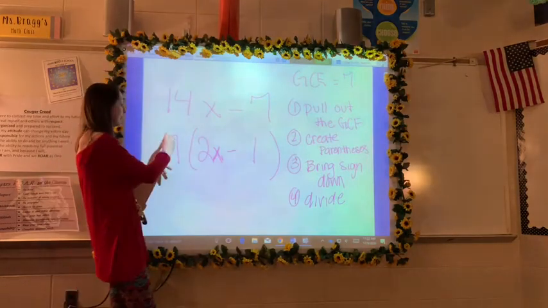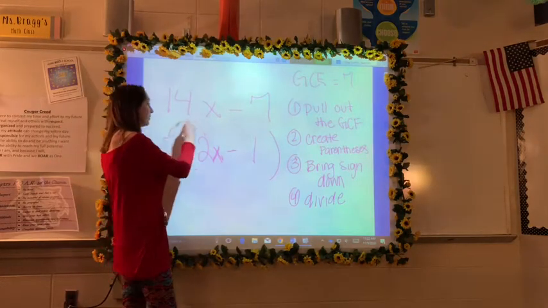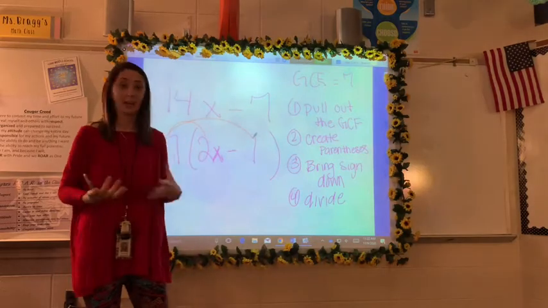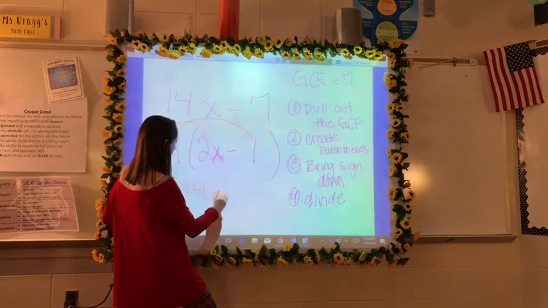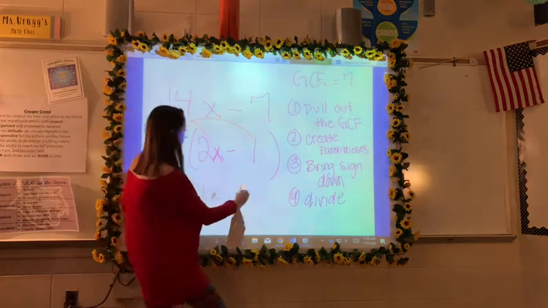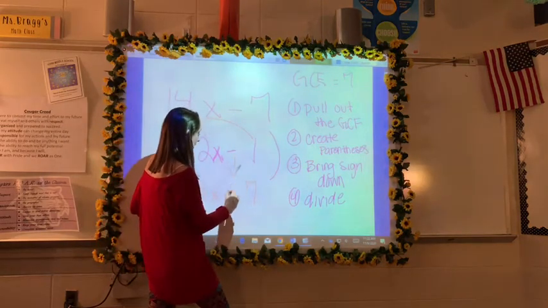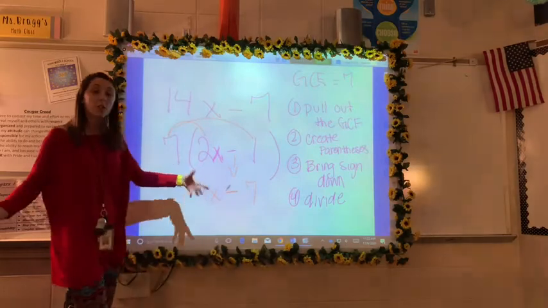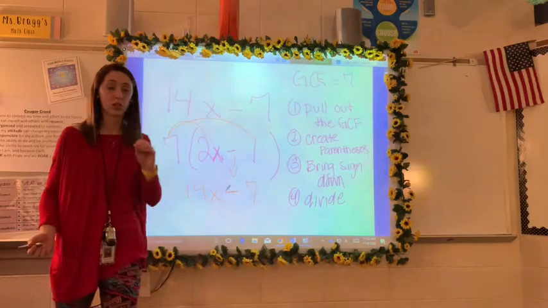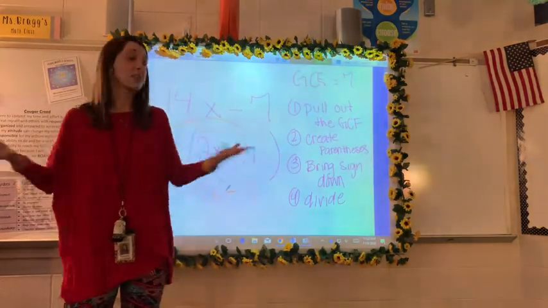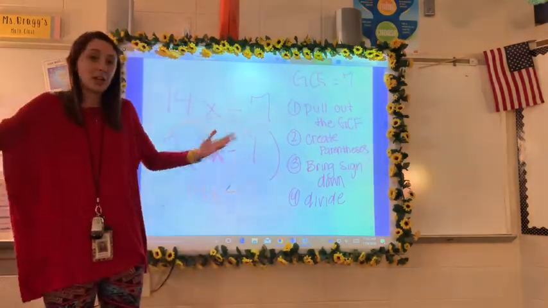So remember, we take that number on the outside and distribute it evenly to everything on the inside. So 7 times 2x would give me that 14x, and 7 times 1 would give me the 7, and then you bring your sign down. Now, you would want to check, is this expression the same as the original one you started with? If it is, then you're good to go, and you got the answer right.